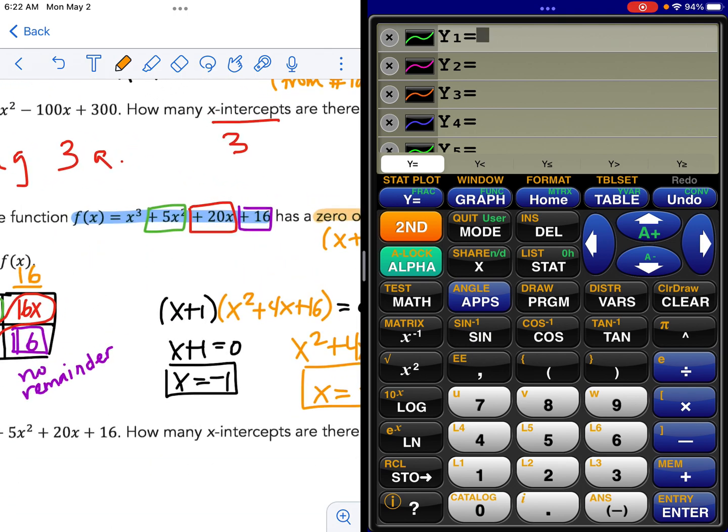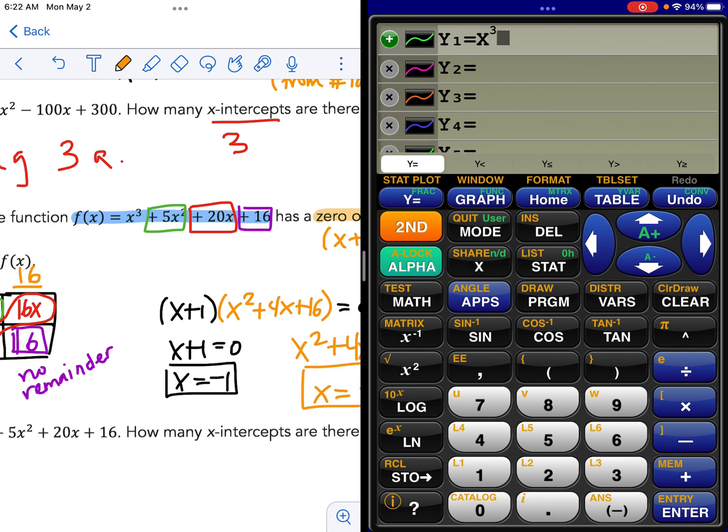Because it has complex solutions, I'm going to pause for a minute as I'm typing this in. Speculate how many zeros we're going to see, knowing that we have some complex solutions here. So think about that while I'm typing it in. Okay, I got x cubed plus 5x squared. I almost forgot my power. There we go, 5x squared plus 20x plus 16.